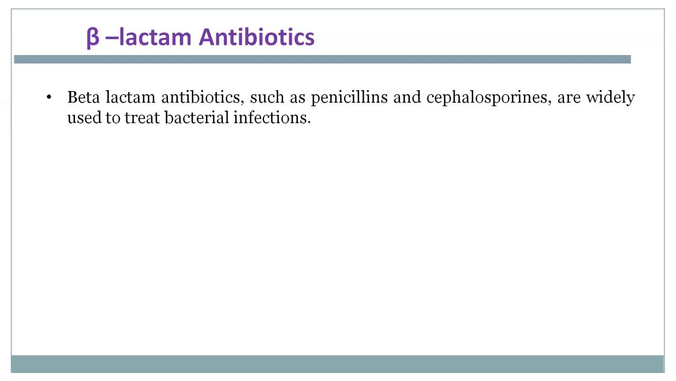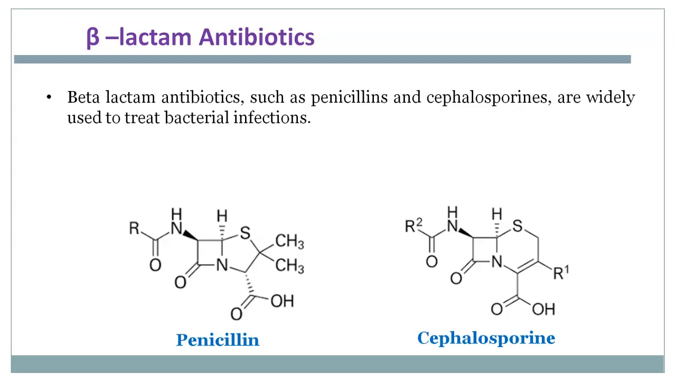Let's begin with what is meant by beta-lactam antibiotic. So beta-lactam antibiotics such as penicillins and cephalosporins are widely used to treat bacterial infections. Here is the structure of penicillins and cephalosporins, and these contain a beta-lactam ring. So this beta-lactam ring is nothing but a four-member cyclic amide ring, and because of this they are called beta-lactam antibiotics.